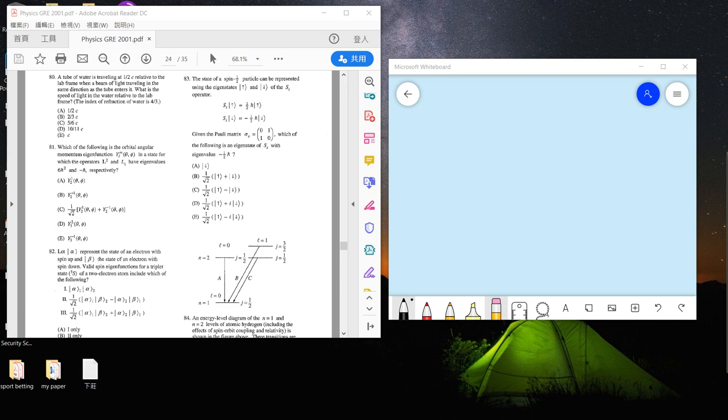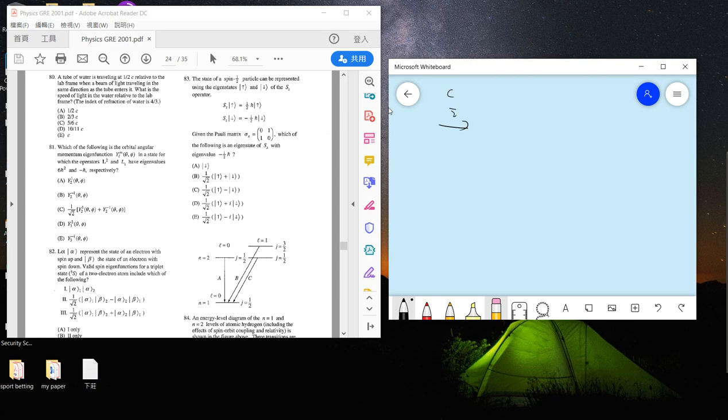Okay, so question 80 basically says that a tube of water is traveling at half c relative to the lab frame, while a beam of light is traveling in the same direction as the tube. What is the speed of light in the water relative to the lab frame?